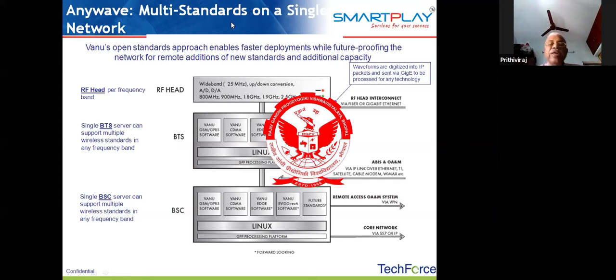Then we have the RF head, okay? It's a wideband up-down converter with appropriate A to D and D to A converters. The waveforms are digitized into IP packets and sent via DTE to processor of any technology. Okay. That means basically the gigabit Ethernet fiber. Through that, we can send all this. So you could see how this breakdown has occurred here and how each one of these inputs are getting intermixed. Next slide.